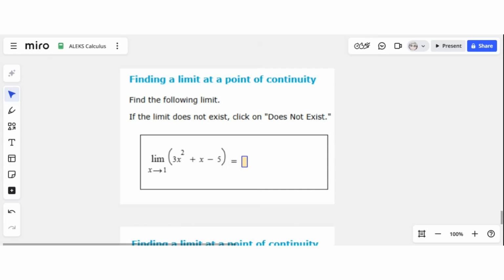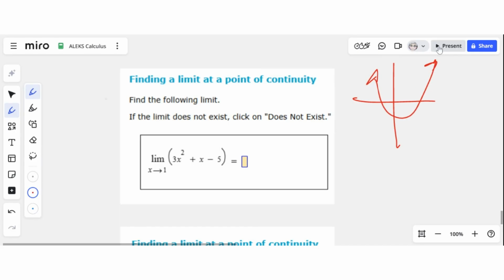Today, we are finding limits at a point of continuity. What does that mean? Well, a function is continuous if it doesn't have any sharp turns or breaks in it. So most of these polynomial functions, like this one here, 3x squared plus x minus 5, that's a parabola. All along its length, the function moves smoothly and continuously on to the next point. So there's no sudden breaks.